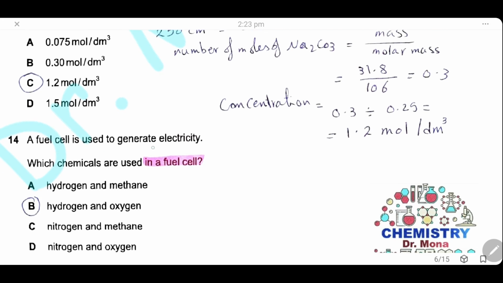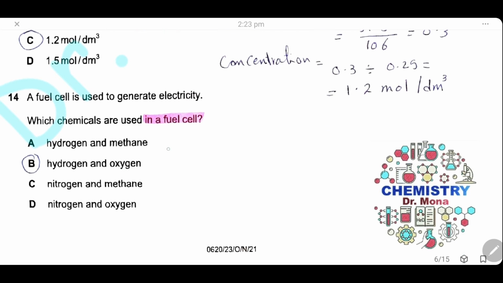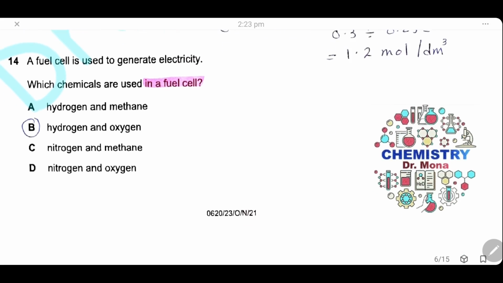Question 14. A fuel cell is used to generate electricity. Which chemicals are used in the fuel cell? We are using hydrogen and oxygen in the fuel cell. The answer is B.